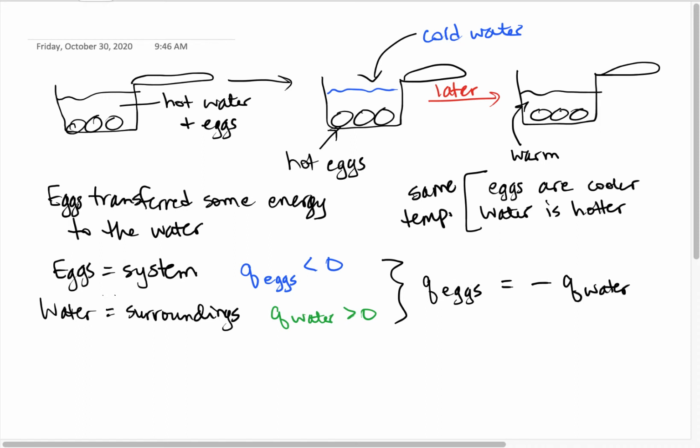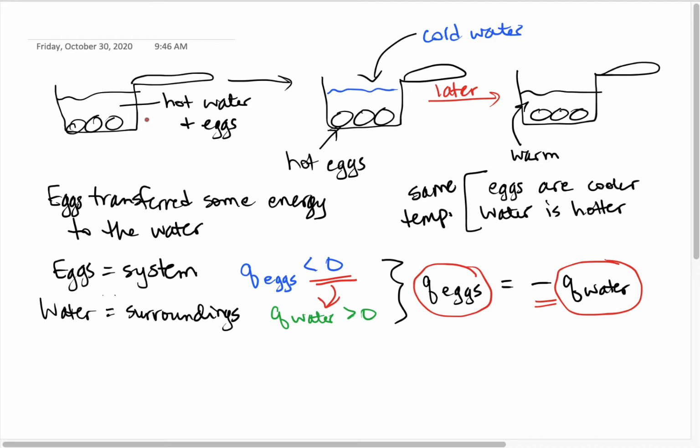All of the energy that the eggs gave off was transferred to the water, in an ideal situation anyway. And so these two values, the Q water and the Q eggs, are the same. They are just different by one sign. And so in order to make them equal, I have to make one of them negative. It does not matter which one you make negative when you're doing this kind of math.